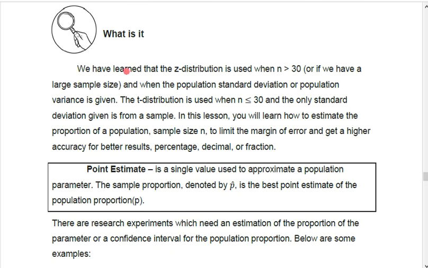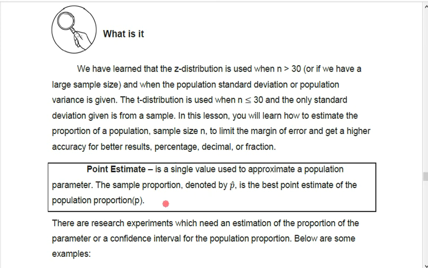Okay, so we have learned that the z distribution is used when n is greater than 30 or if we have a large sample size, and the population standard deviation or population variance is given. The t distribution is used when n is less than 30 and the only standard deviation given is from a sample. Okay? In this lesson, you will learn how to estimate the proportion of a population, sample size, and to limit the margin of error and get a higher accuracy for better result.